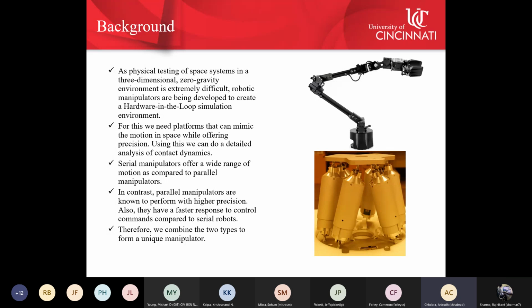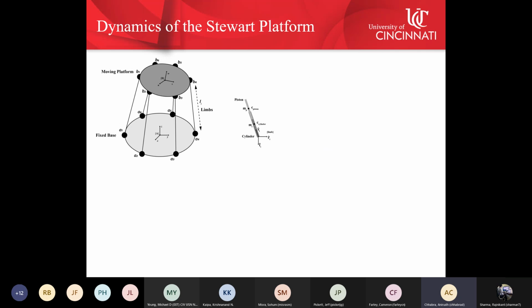So we have serial and parallel manipulators in 2 broad categories, and both have their advantages. Serial manipulators have a larger range of motion along all degrees of freedom, whereas parallel manipulators are precise. Also, they have a faster response to the control commands. So here's an attempt to form a serial-parallel manipulator by integrating a robotic arm on top of a parallel manipulator such as a Stewart platform. And so this is basically a Stewart platform.